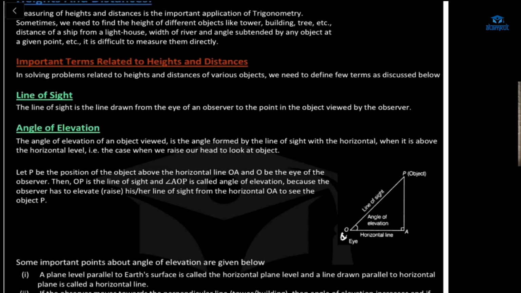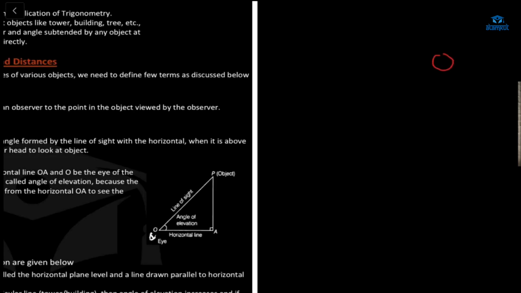So there is line of sight. What do you mean by line of sight? The line of sight is the line drawn from the eye of the observer to the point on the object viewed by the observer. If you are watching any object, for example the sun, the part that your eyes are actually observing, from that point to your eye, there is a line.